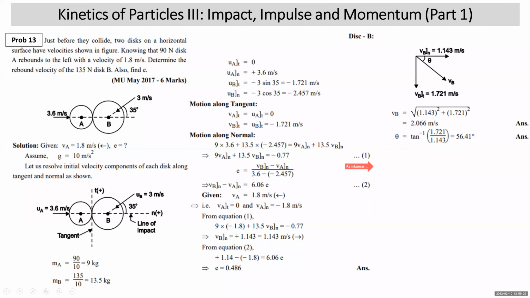Let's take one more problem on this type. That is problem number 13 of my today's lecture. This is my last problem of this lecture. Just before they collide, two discs on a horizontal surface have the velocities as shown in the figure.